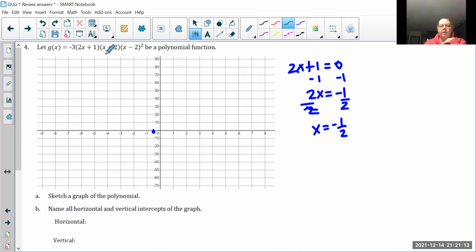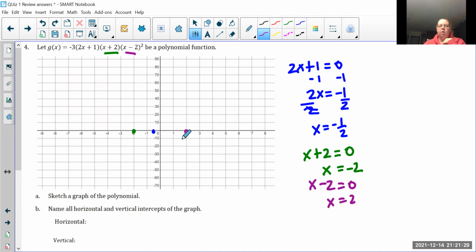Then you're going to take the next linear term, x plus 2, and you're going to solve that for 0. This one is the one that we should just know by now, which is -2. So I'm going to put a 0 for that. And then this one, x minus 2 equals 0, so that will give me x equals +2. So that will be my 0.